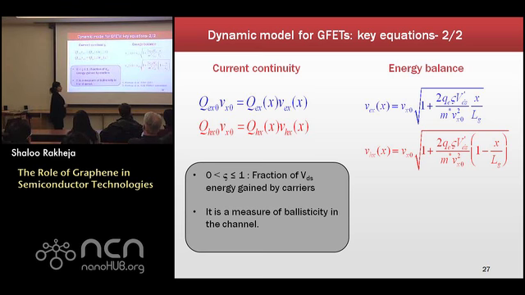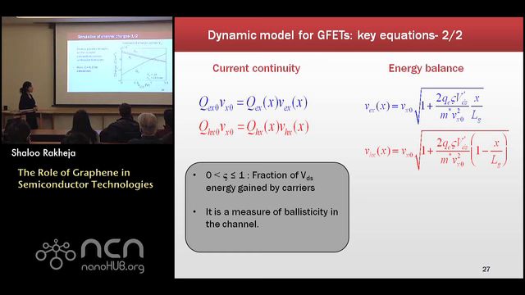To me, the most important parameter that goes over there is this zeta over here. That actually is the fraction of the VDS energy gained by carriers as they travel along the channel. So if it was perfectly ballistic transport, zeta would attain its highest value of unity. For any quasi-ballistic transport, zeta will lie between 0 and 1. So I call it the ballisticity parameter, or a measure of the ballisticity in the channel.